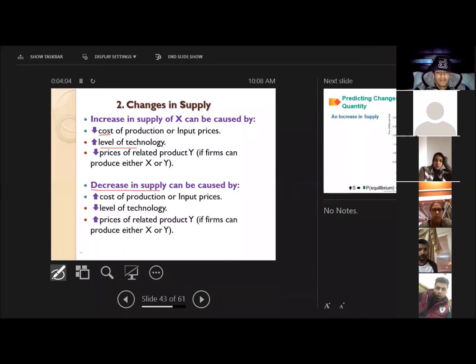Supply will decrease if the cost of production increases, like wages increase. So wages are part of the cost of production. When the laborers or workers ask for more wages or higher wages, that means they will cost me more. So this will affect the supply by decreasing it.